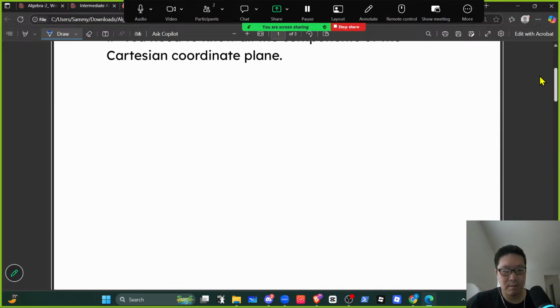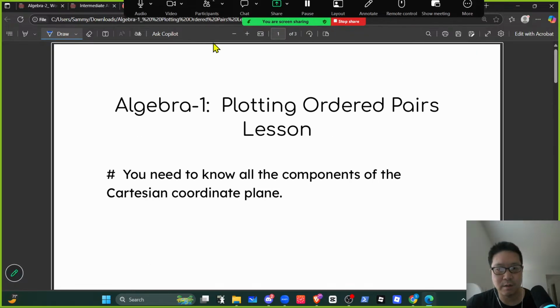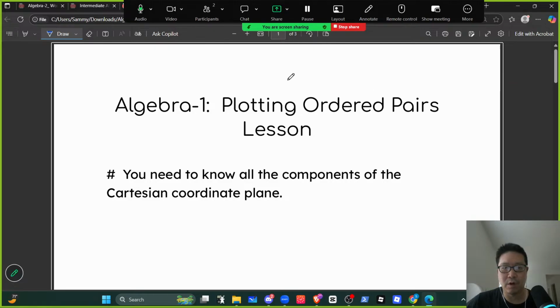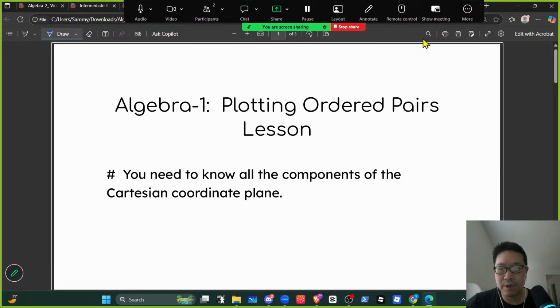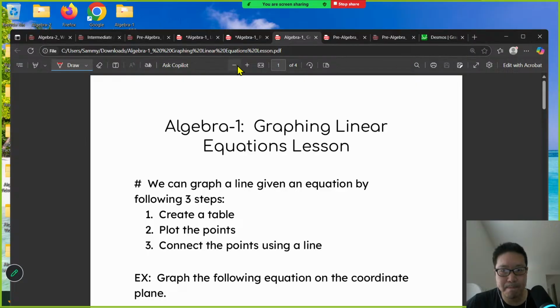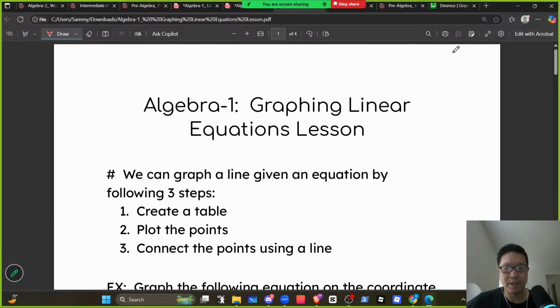That's literally it for this lesson. Plotting ordered pairs, very, very simple. You just have to know all the components that go into making up the coordinate plane. Okay, so next lesson, final one, and it's about graphing linear equations.